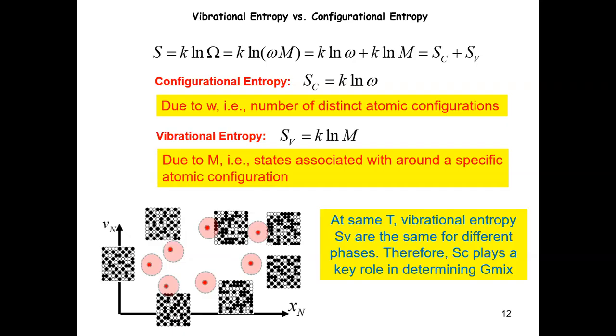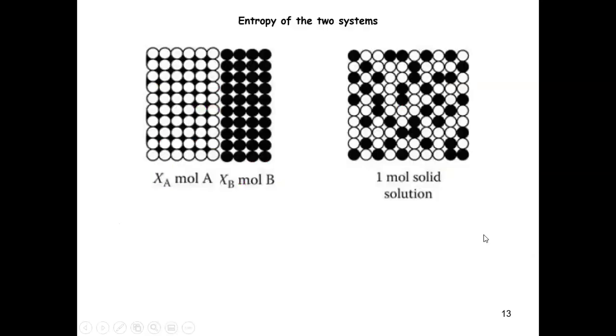So the only thing that makes a difference comes from how many different configurations you can have associated with different thermodynamic conditions. Does that make sense to everyone? Okay, if no question, I assume this is good.